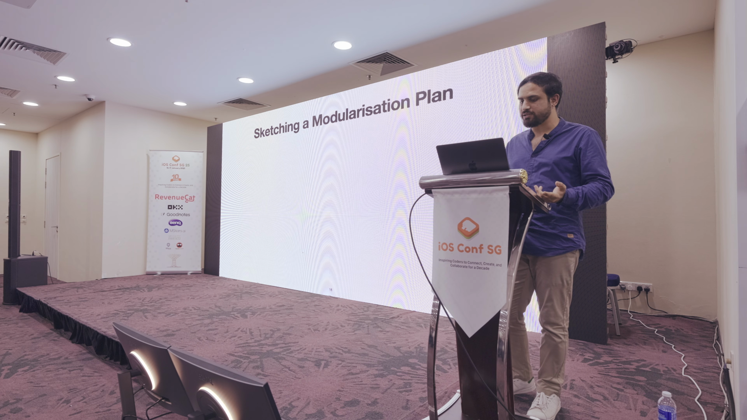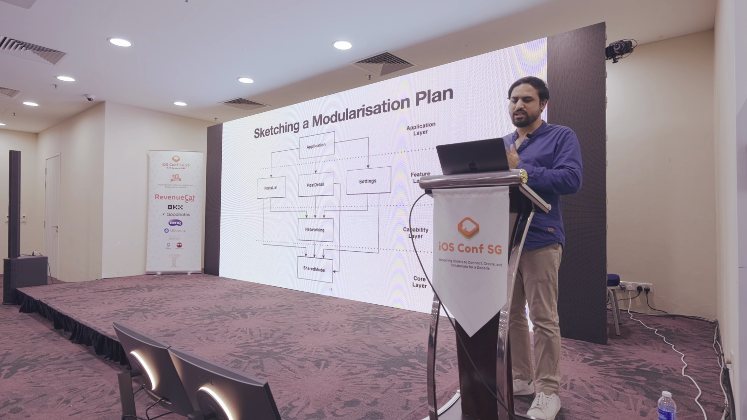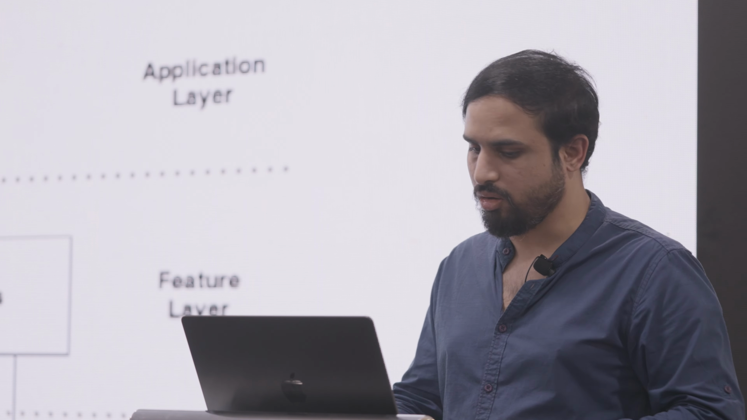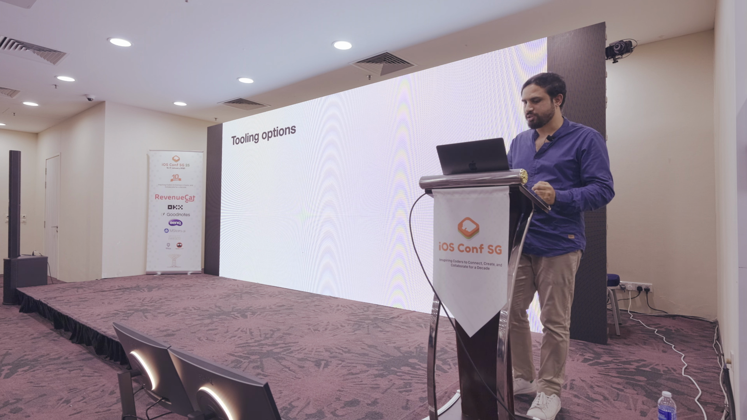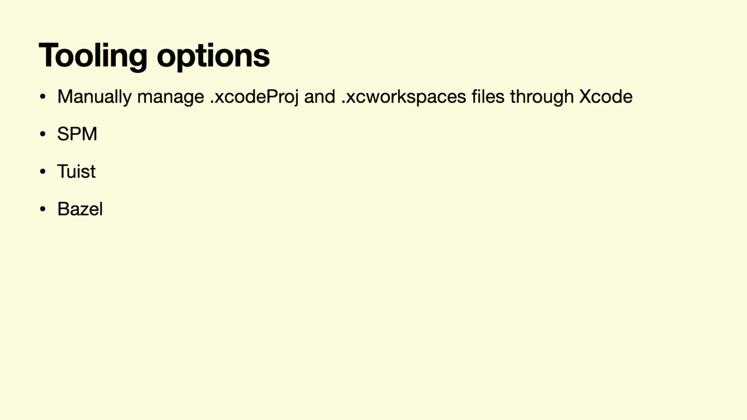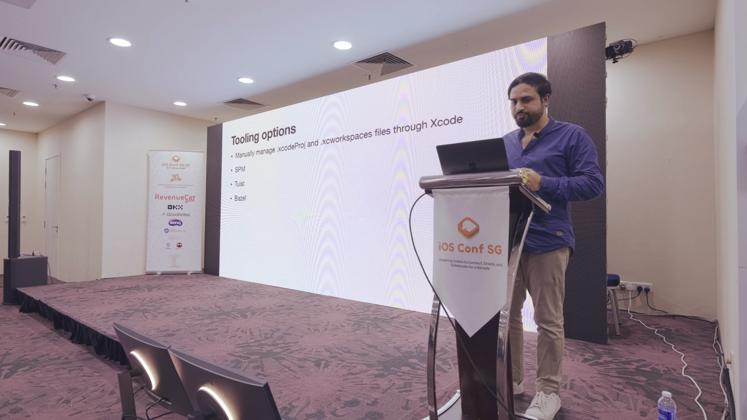But in the interest of getting things rolling, we sketched a plan to modularize our code base first. A rough sketch looked like we just mapped our code base into functional and feature domains. And then simply put, we would start at the bottom, do the core layer first, then the capability layer, after that the feature layers and the application layer, and we would just iterate as time went along. But then when it came to the tooling, we actually had a few options, right? One, we could be completely unreasonable and try to manually manage the Xcode project and Xcode workspace files for all of the modules using Xcode, or we could use SPM, Tuist, or Bazel.